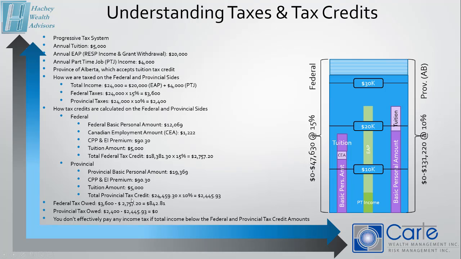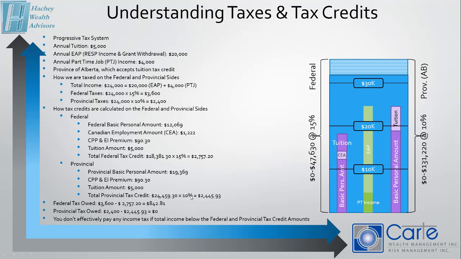And we have a total provincial tax credit of $24,459.30. Multiply that by 10%, and we arrive at $2,445.93 coming back in taxes at the end of the day. The federal number and this number here is what's going to be reimbursed at tax time to the taxpayer or to the income earner.